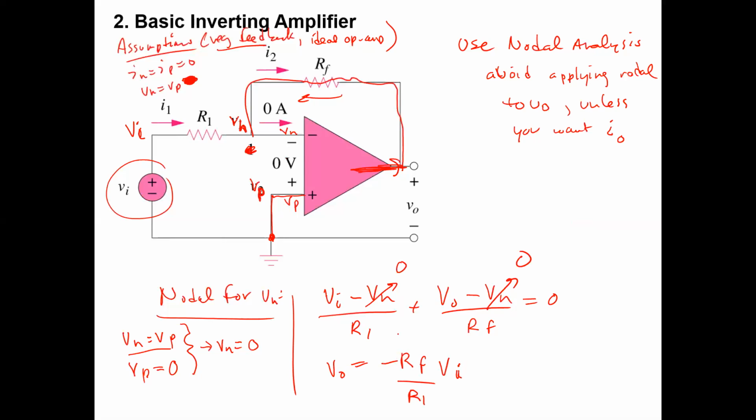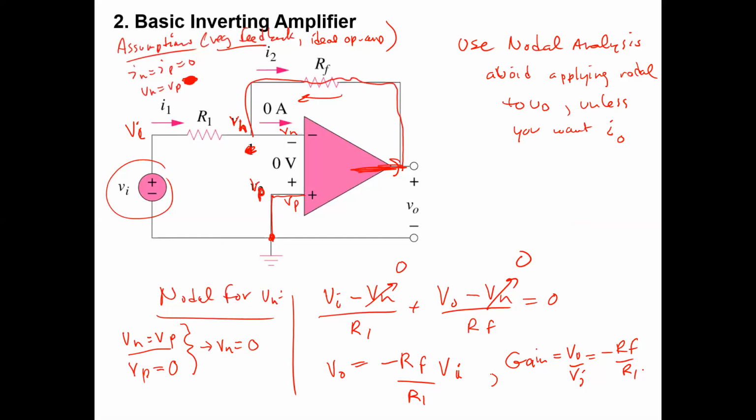The inverting is because you have a minus sign in front of there, and the amplifier is the fact that you have RF over R1. The gain, VO over VI, in this case, is going to be minus RF over R1. So if you need your output to be twice as big as the input, you would just make RF equal twice the value of R1.